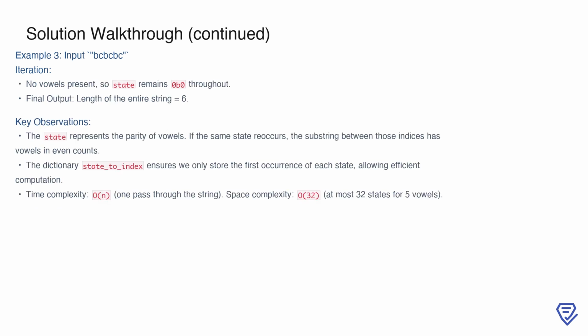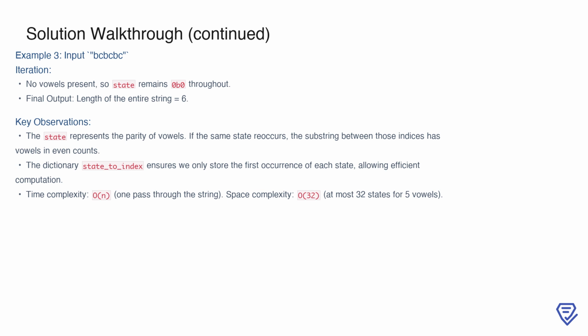Finally, let's consider the input string BC, which contains no vowels. In this case, the state remains 0b0 throughout the entire traversal, as there are no vowels to toggle any bits. The dictionary state_to_index only contains the initial state 0 at index -1. Since the state never changes, the entire string is considered balanced, and the length of the longest balanced substring is simply the length of the string, which is 6. This example demonstrates an edge case where the absence of vowels simplifies the problem.